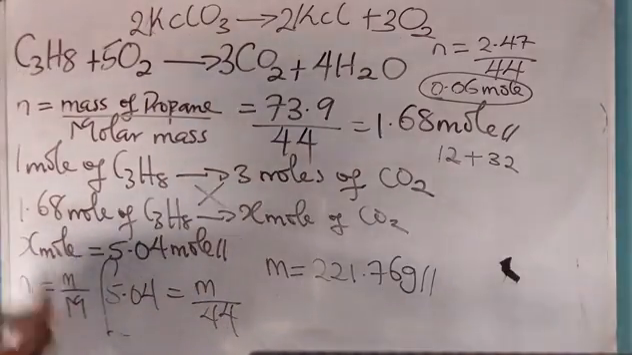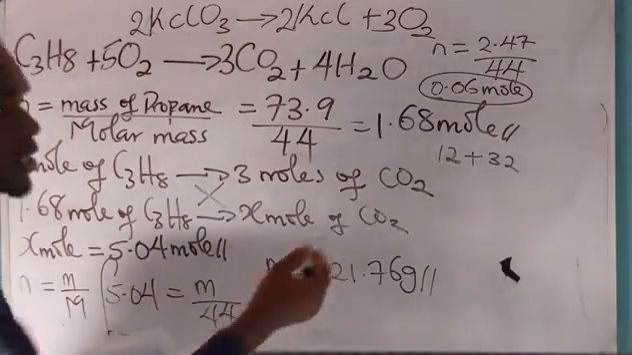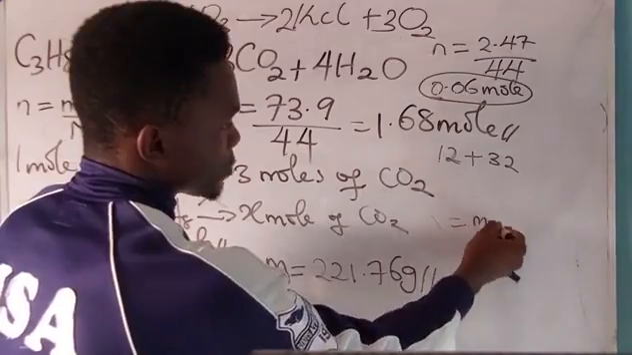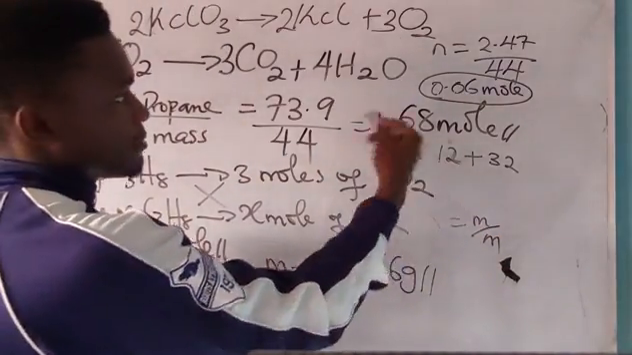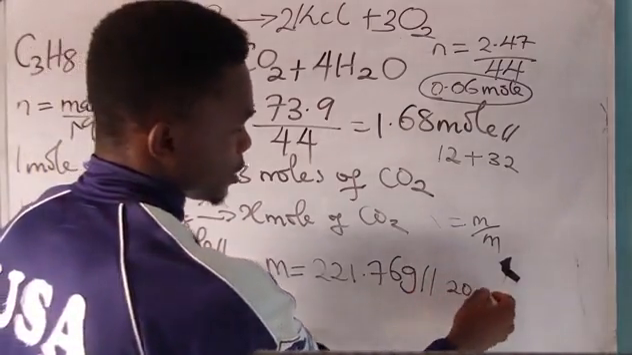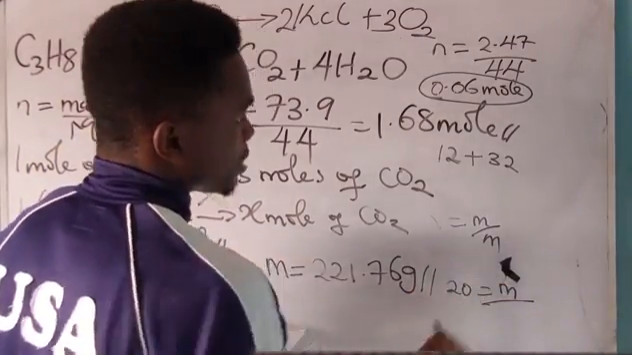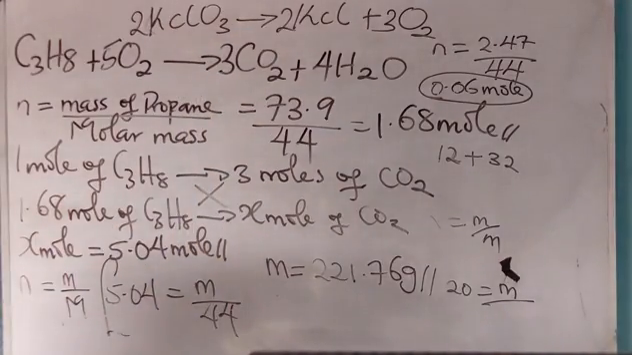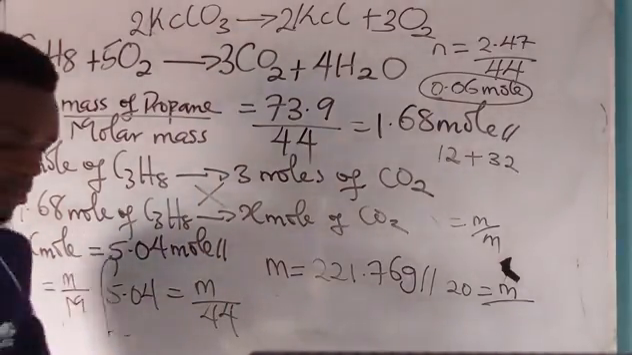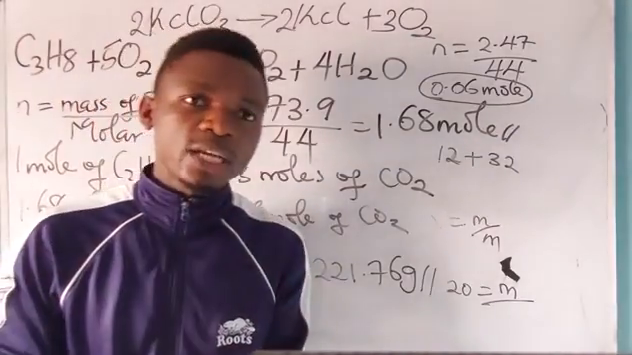Cross multiplying, you get a value. Then after which you say n is equal to mass over molar mass. For example, you get your n after cross multiplying to be 20. You therefore say M over the molar mass of this. I think we did it before. We had 122.5. So you have the answer to be it. So take note of that.